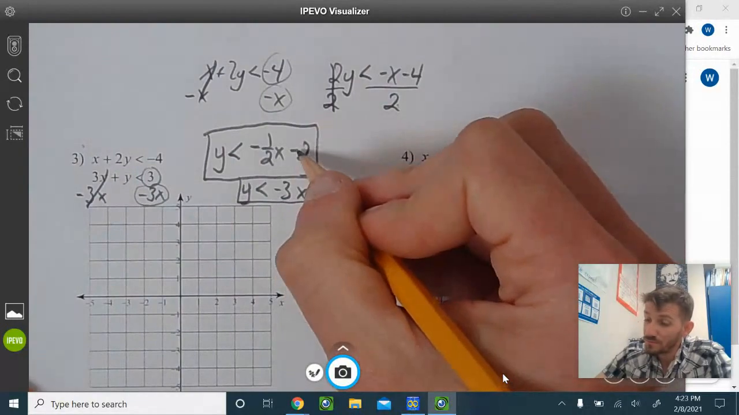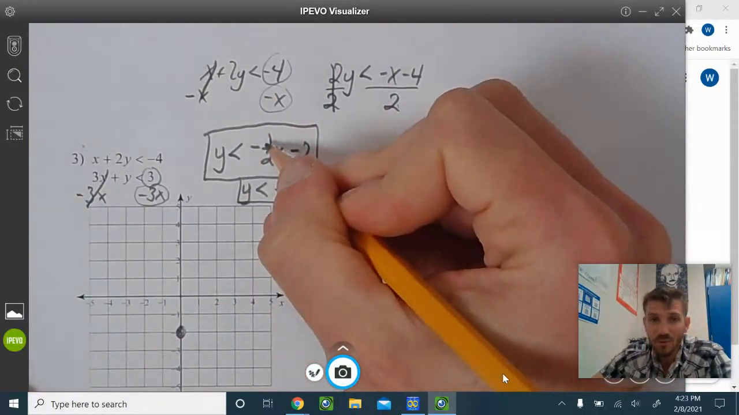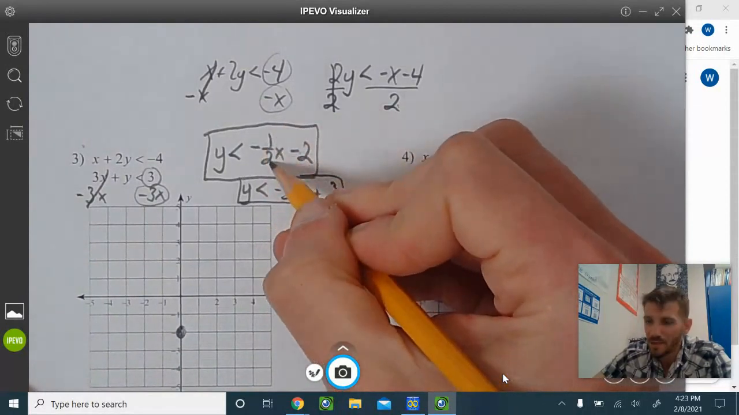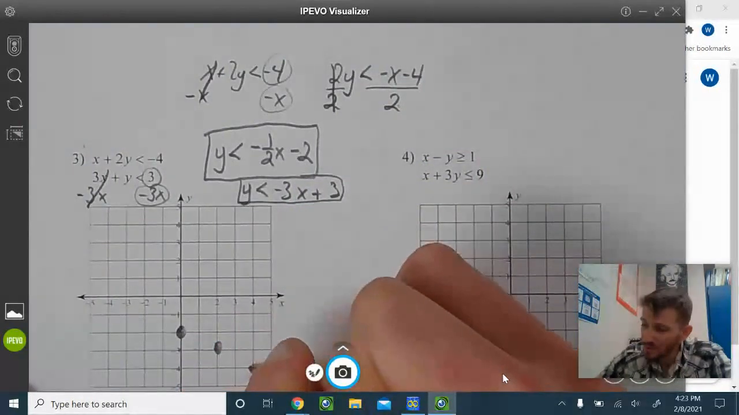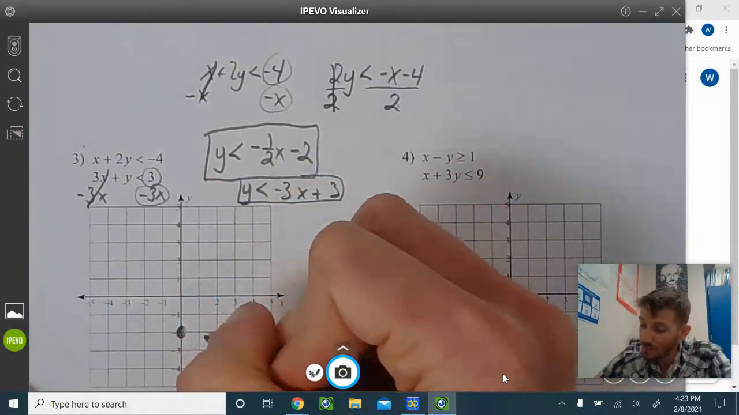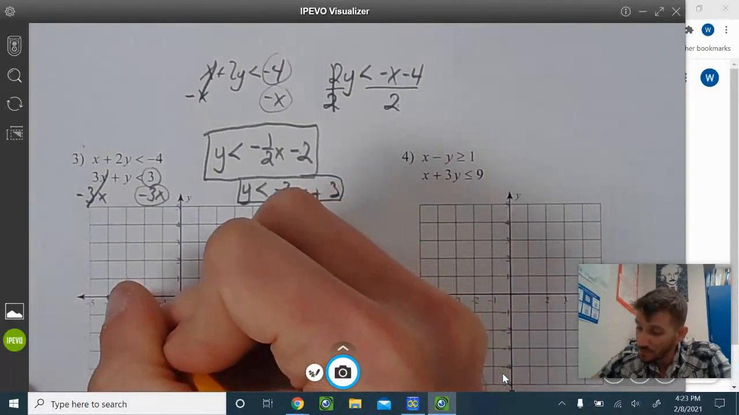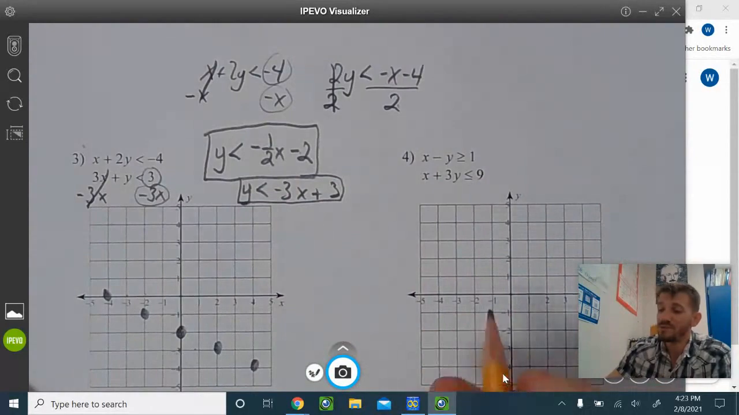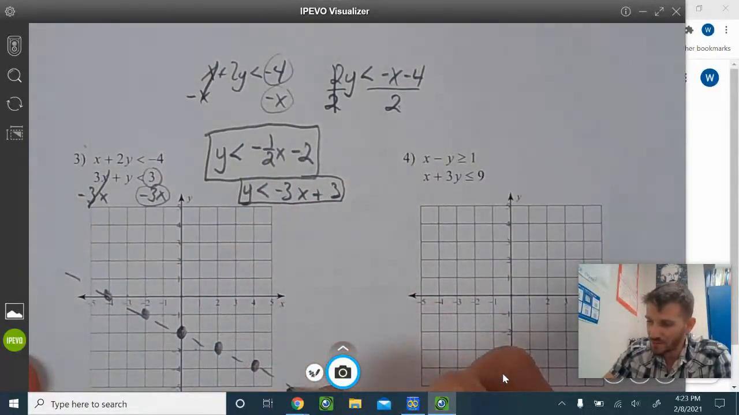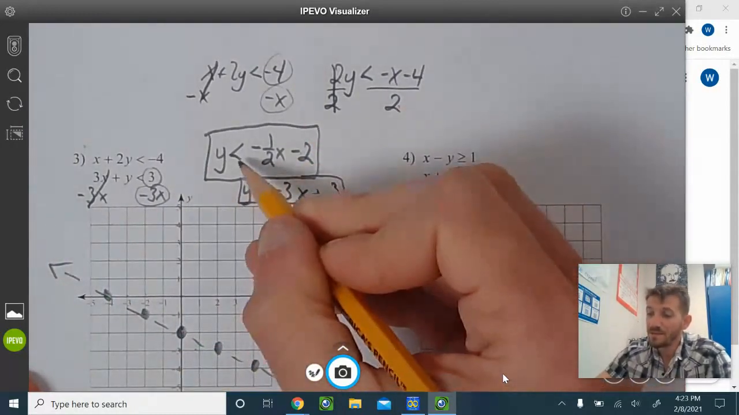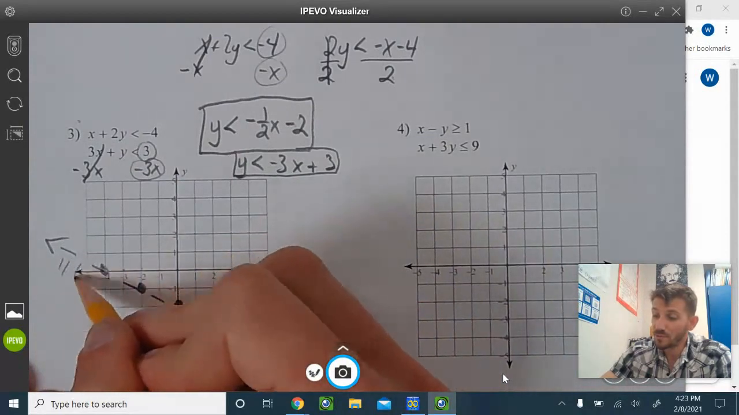So let's start with the first one, negative 2. There it is on the y-axis. I am now going to go down 1 and right 2. And there it is. I'm just going to repeat that again. And again, you don't want to go down 1, right 2. You go up 1 and left 2, just to make sure you get it all on the graph. We just said it's a dotted line because the inequality itself is not underlined. And it says less than, meaning we should be shading downwards, down to the ground.